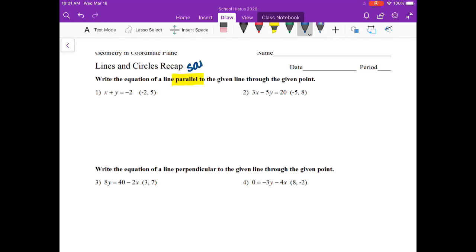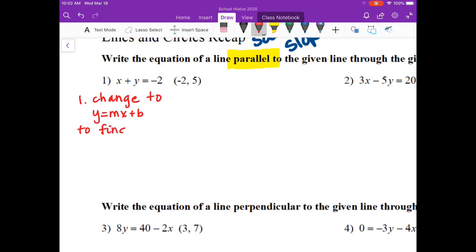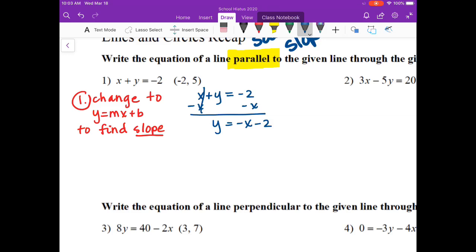Parallel lines have the same slope, so when we write an equation of a line that's parallel to a given line, we first must determine the slope of the line that's given. Subtract x to isolate y and rewrite the equation in slope-intercept form. The coefficient of x will be your slope.